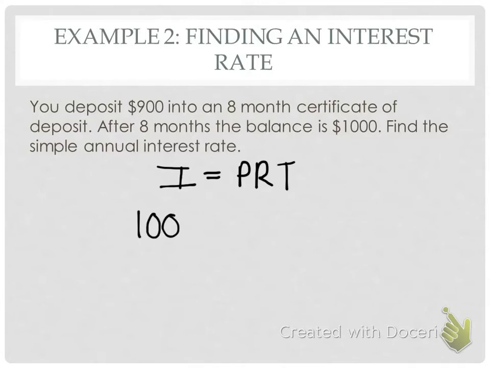Okay, very good. Because how much did I initially invest? $900. How much did I have 8 months later? $1,000. So where did that 100 come from? That's the interest that I made. Does that make sense? Okay, so you subtract the numbers.